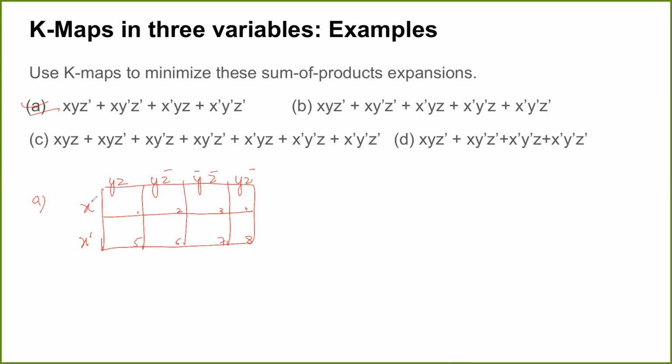Okay, so tell me. First is x, y, z prime. So I have 2, x, y prime, z prime. So I have 3. And then what else? Then I have x prime, y, z, which is 5. And the last one, 7. Right? Now can you tell me the groupings? How should I group them up?